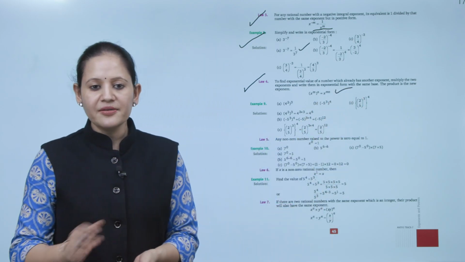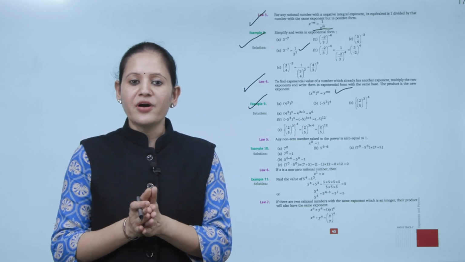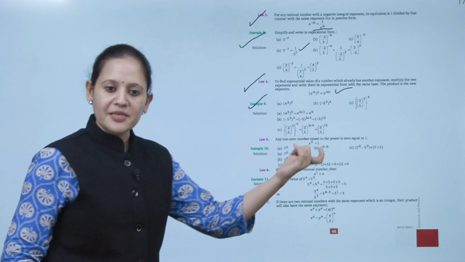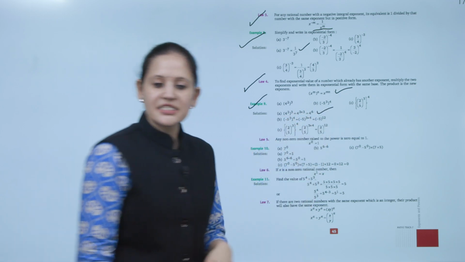We'll take an example here. Inside the bracket is 4 to the power 2 and outside is 3. So what will the power become? They will be multiplied. 4 to the power 2 into 3, that is equal to 4 to the power 6.